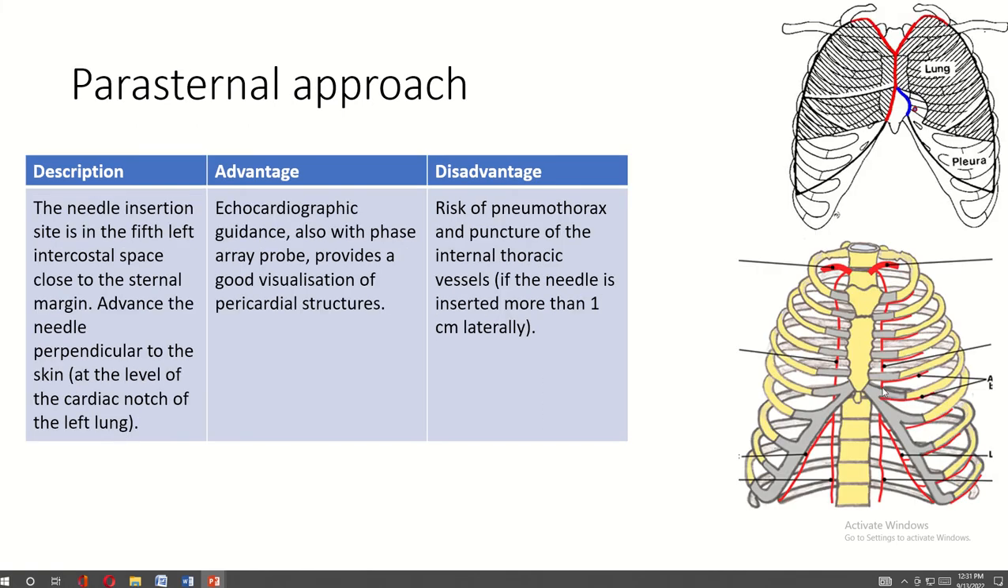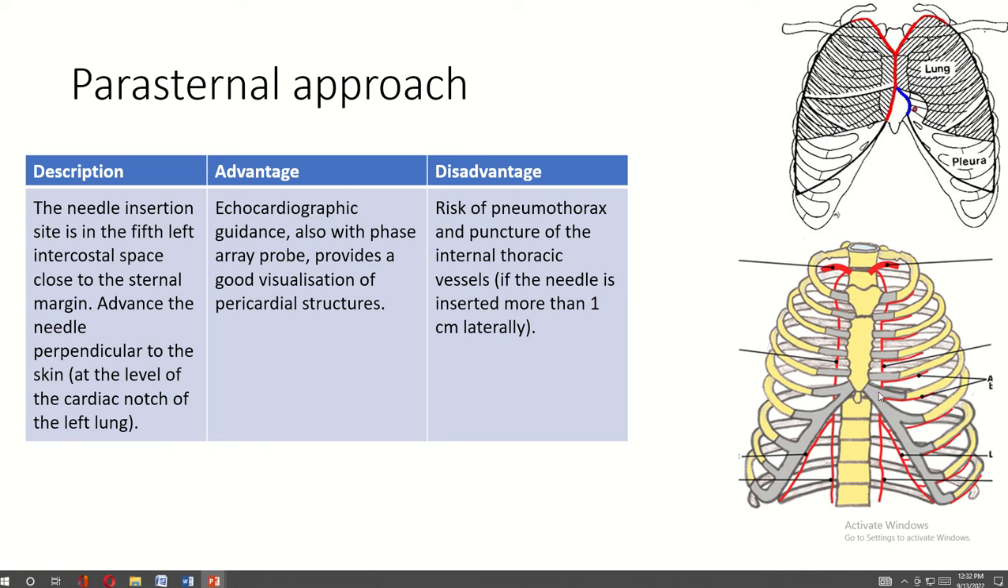The parasternal approach. Here the needle is inserted into the left 5th intercostal space close to the sternal margin, and you have to insert it not more than 1 centimeter lateral, because one of the important arteries is present here, the internal thoracic artery. So to avoid puncture of the internal thoracic artery, the needle has to be inserted just lateral to the lateral margin of the sternum.